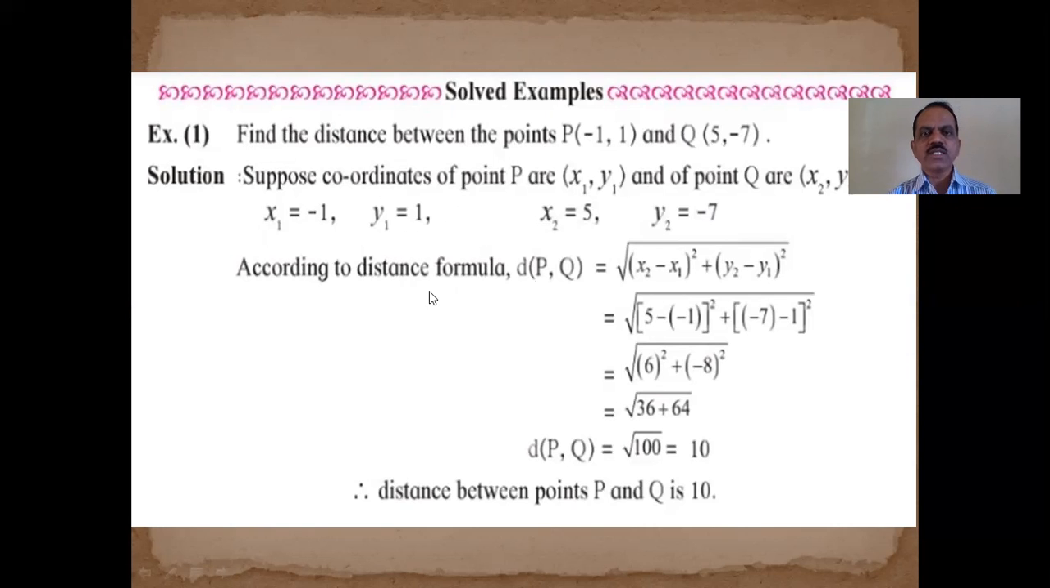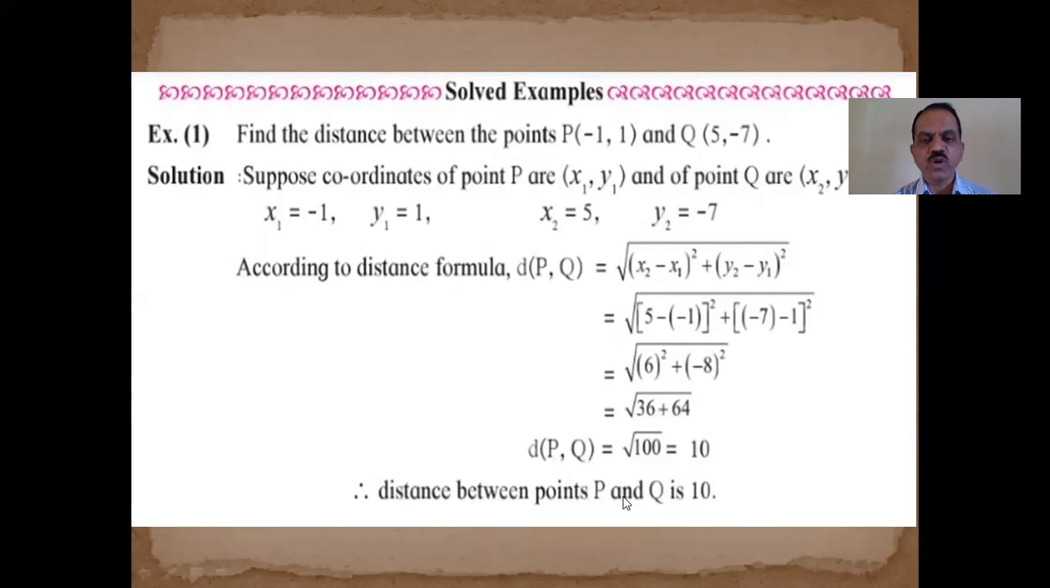Then according to the distance formula, distance PQ is equal to the square root of (x2 minus x1) whole square plus (y2 minus y1) whole square. Then substitute the values and solve this, and we get distance PQ equal to the square root of 100, which is 100. The square root of 100 is 10. Therefore, distance PQ is equal to 10.